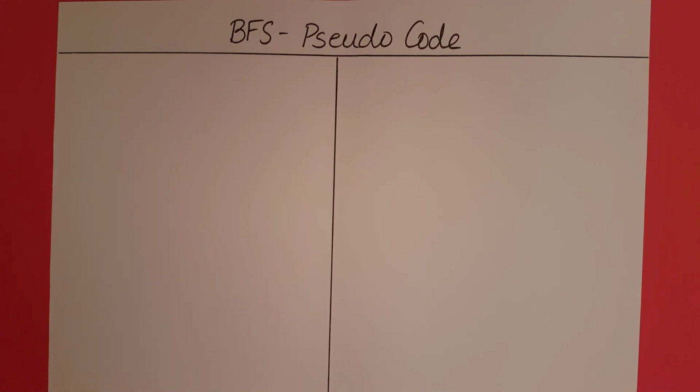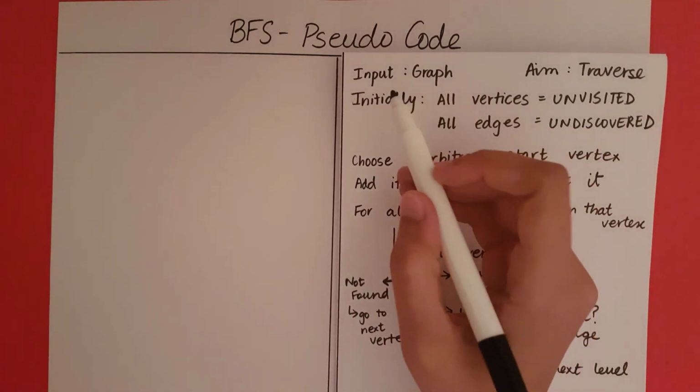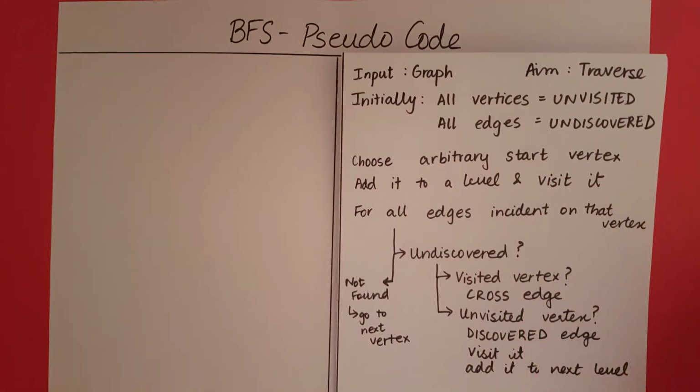Breadth first search. Breadth first search is an algorithm that traverses a graph level by level. Now before we go into actually writing the code, let us recap the steps we took in the breadth first search algorithm. We take our input as a graph, and as the aim we want to traverse that graph.